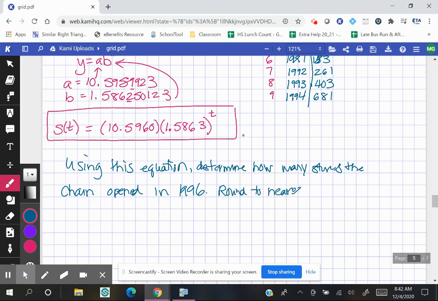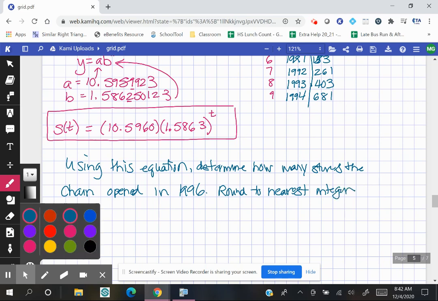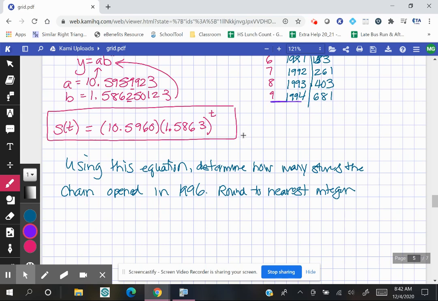All right, so 1996, we need to figure out what that is in T, because we didn't use 1991, 1992. So if T equals 1 is 1986, and we want 1996. You could also look here and say, okay, 1994 is 9, and we want to get to 1996, so 1995 would be 10, and 1996 then would be 11. So that would be t equals 11. So now we're just going to substitute into our equation to find what the number of stores is at S of 11.